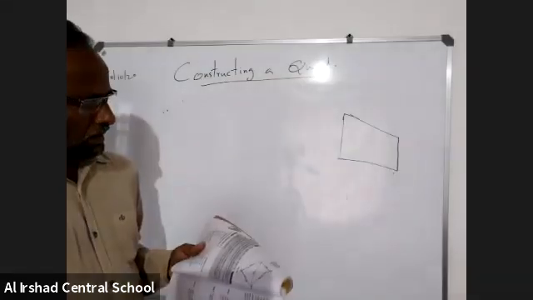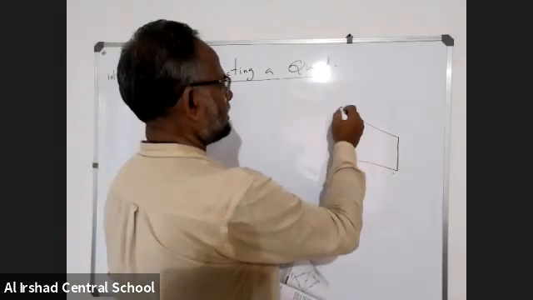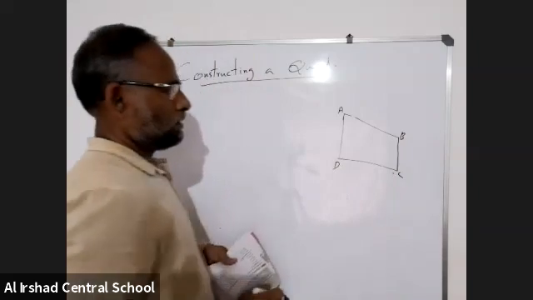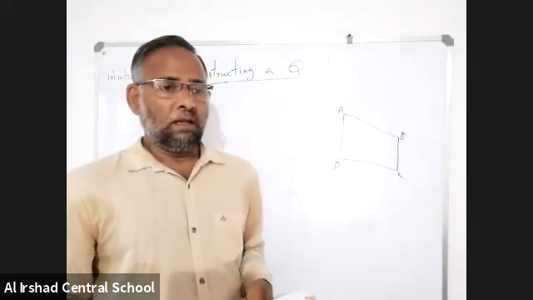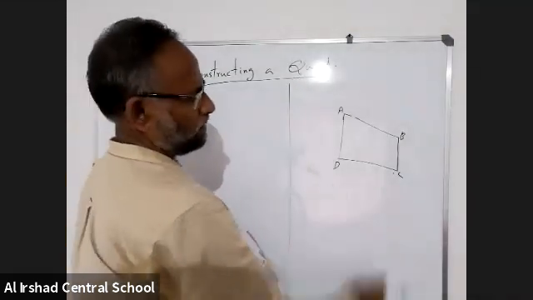ABCD. Any order you can mark, doesn't matter, clockwise or anti-clockwise. ABCD. One mark is for this one construction. That means a rough figure. This part, this is the working column. You have to draw a rough figure.